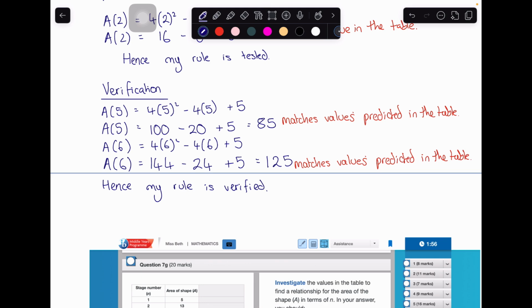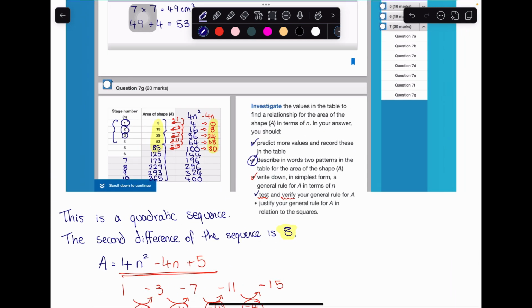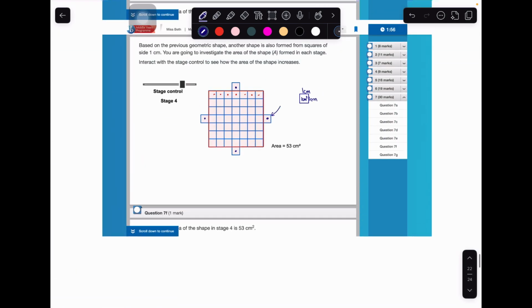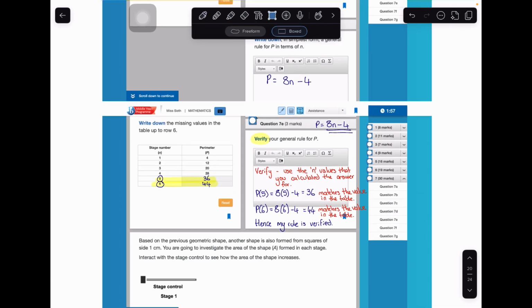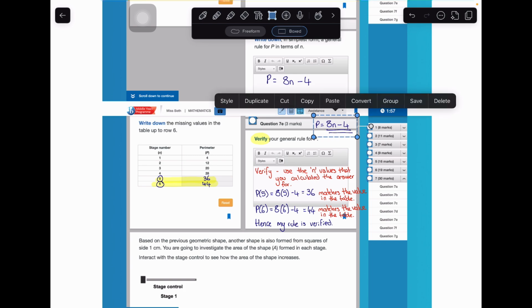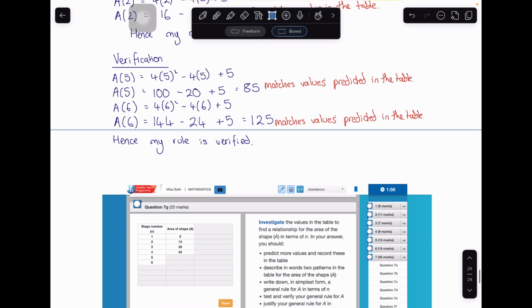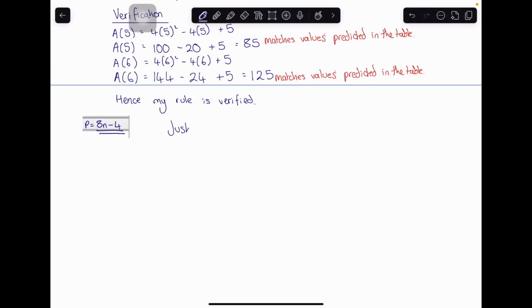Okay. So then, if I go back again to my bullet points, we've done this bit. The only part left is this final answer. Okay, so it says justify your general rule for A in relation to the squares. Okay, so you want to go back to the previous rule, which was, where did we write that? This 8n minus 4. Okay, so we're going to copy that. Okay, so the justification.